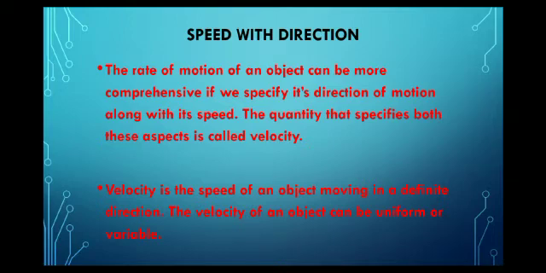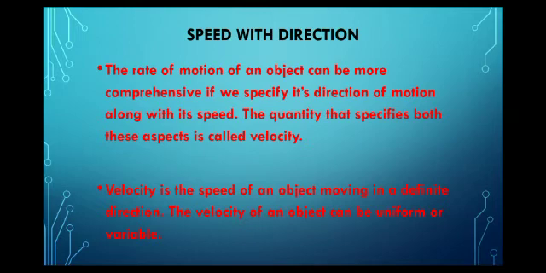The velocity of an object can be uniform or variable. It can be changed by changing the object's speed, direction of motion, or both. When an object is moving along a straight line at a variable speed, we can express the magnitude of its rate of motion in terms of average velocity. It is calculated in the same way as we calculate average speed.